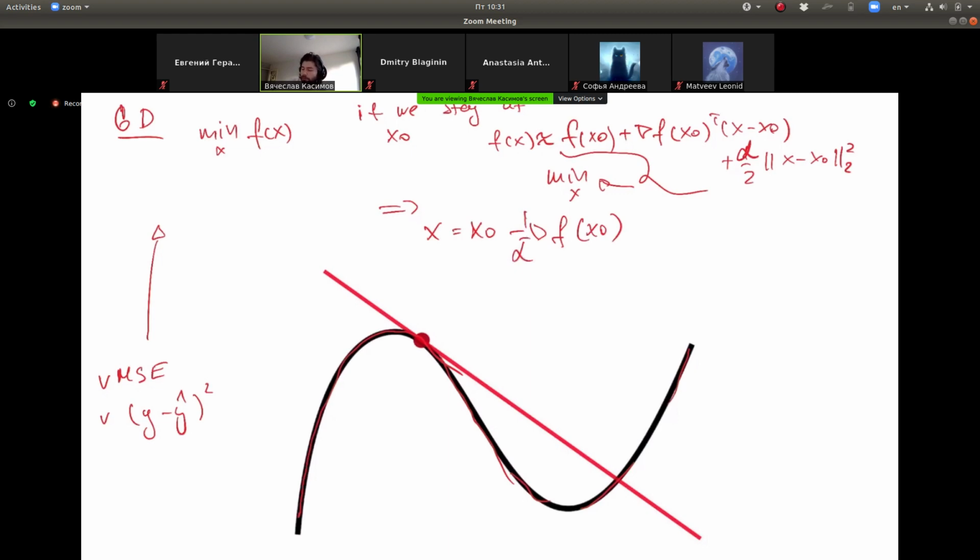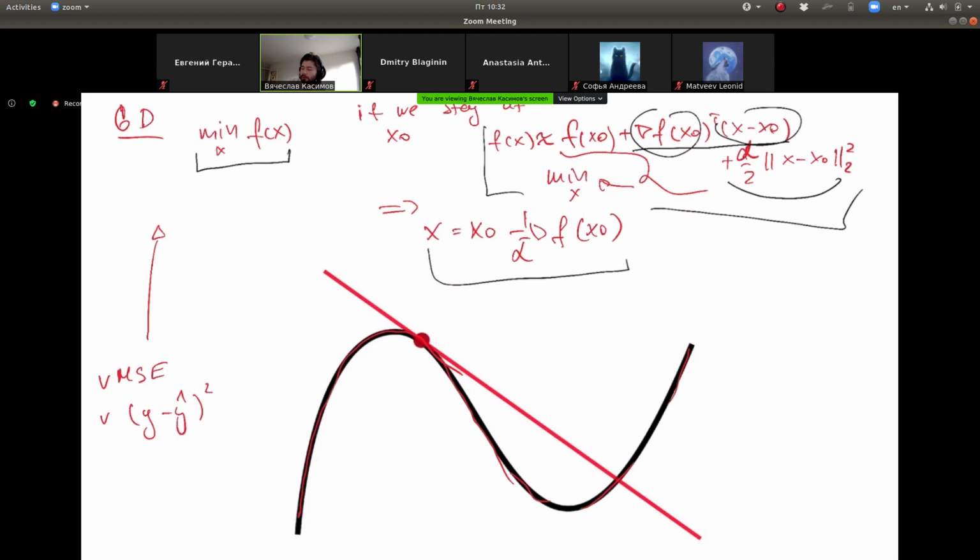What's the idea of this whole story? We have a complex function in gradient descent, but then we say, okay, let's use this kind of model for it. What is this kind of model? Over x, this function is linear plus a quadratic term. And for this function, we could solve it and say, okay, the new x is this one.